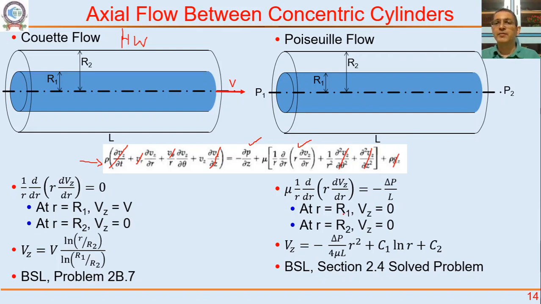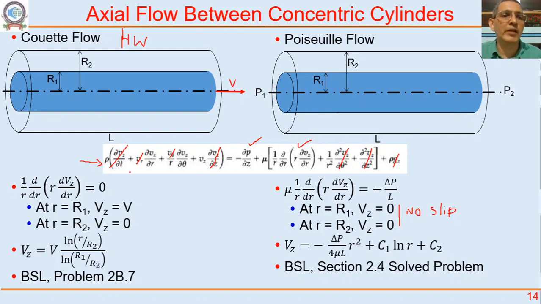Boundary conditions. No slip boundary conditions at both the solid cylinder surfaces. Flow is occurring by pressure. Cylinders are not moving. No slip condition. So boundary conditions: at r equal to R1, Vz is 0. At r equal to R2, Vz is 0. No slip. So if you integrate, you will get Vz is minus delta p by 4 mu L r squared plus C1 ln r plus C2.